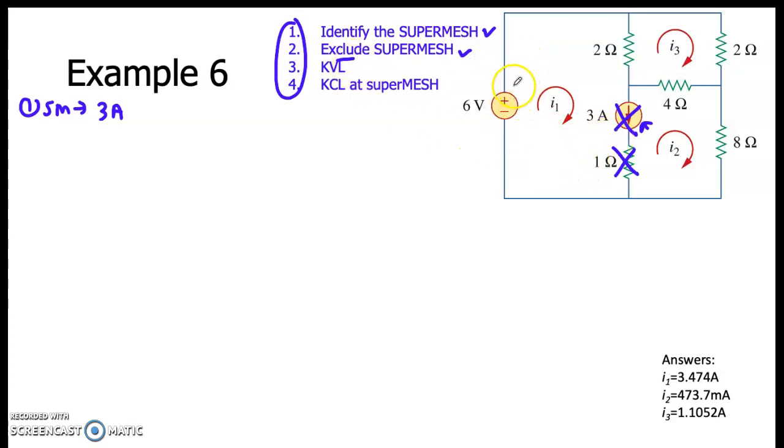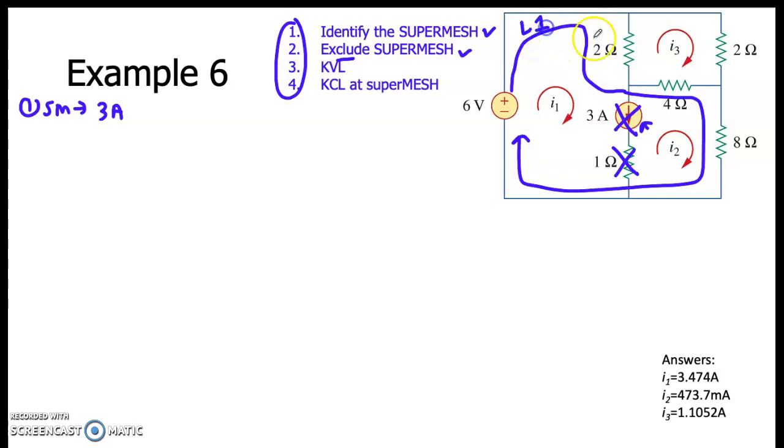So where is the KVL? Starting from here, go down. You are going to exclude this 3 ampere and 1 ohm, right? And then go here until here. This will be loop 1. How about here? Like normal, it will be loop 2. Okay, now let's try to write the equation for loop 1.